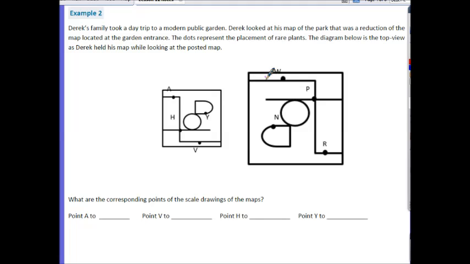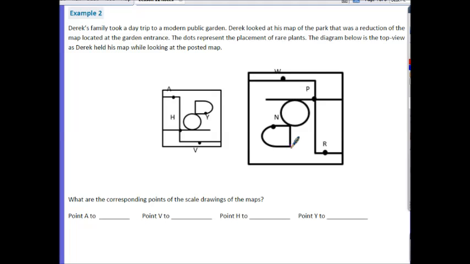So the first thing that I notice is that these are not oriented the same way, meaning that you can see that this D-shaped pathway here is actually down here and upside down. So what's going on here is that it's been rotated. So if I'm going to find the corresponding points of the scale drawings of the maps, in this case, corresponding points refer to points that are located on the same spot on both maps.